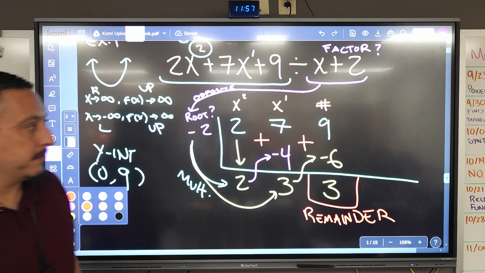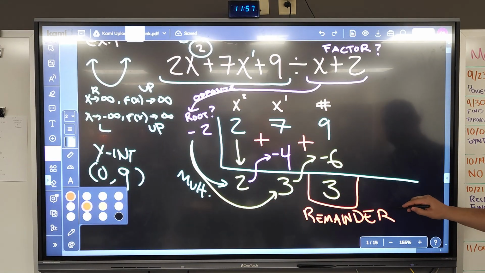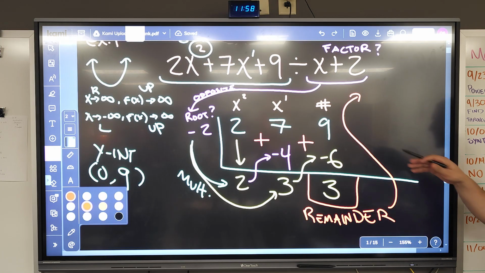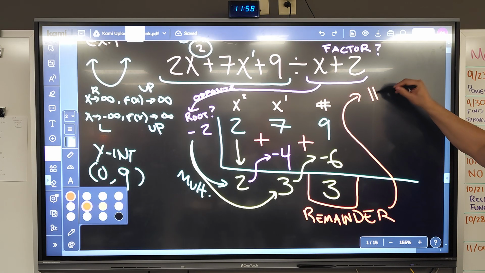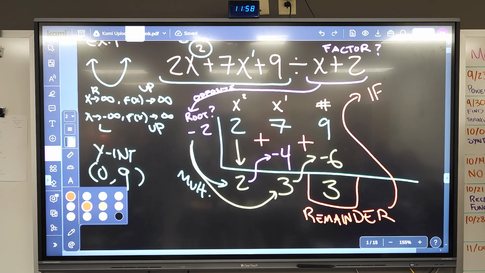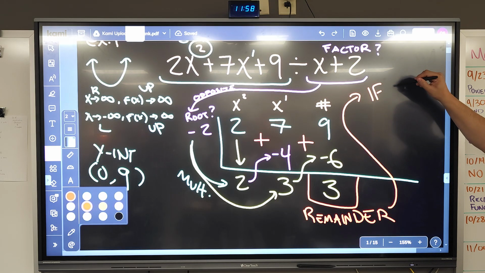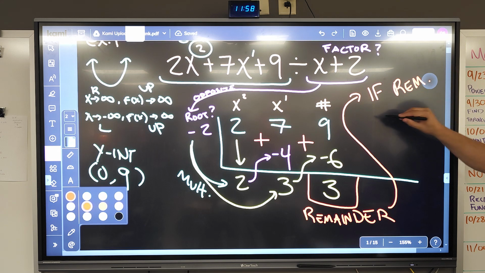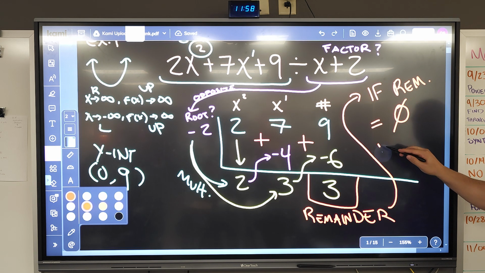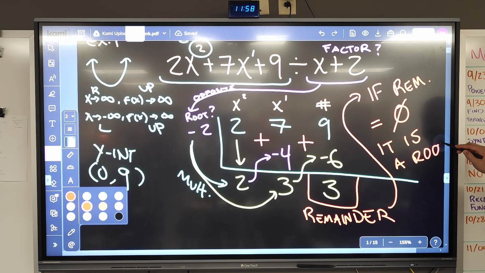Now this is really, really important. Okay, I have to do it up like this. I don't have space, but you could fit this on the side. Okay, what does the remainder mean? It's your leftover, but it has a meaning for this specifically. Let me see how to word it. If remainder equals 0, it is a root. That's a big deal, okay?